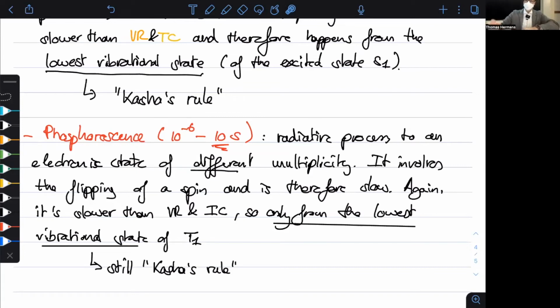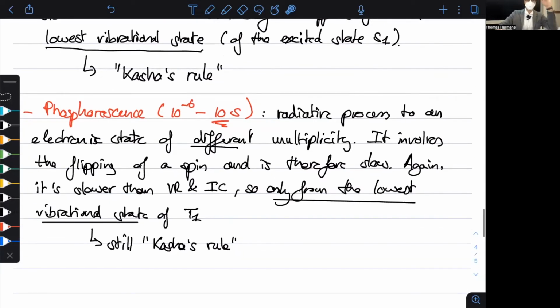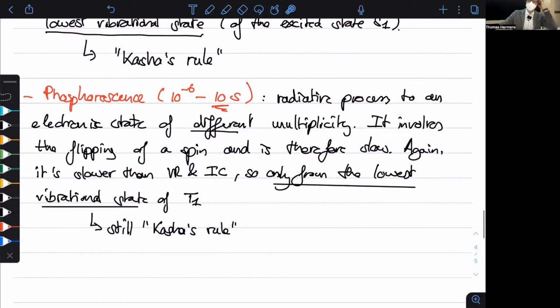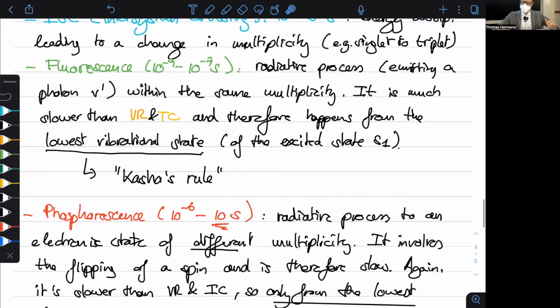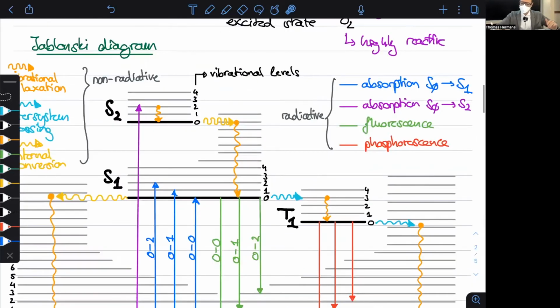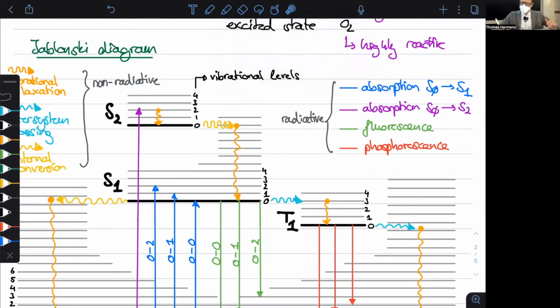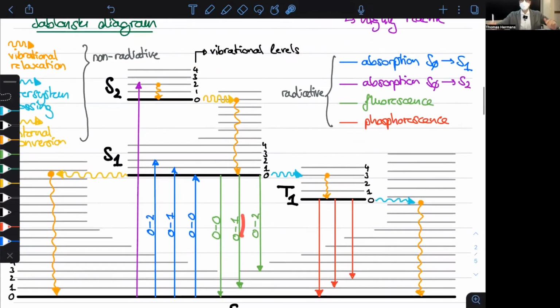Okay, so we were talking about Kasha's rule, and there are a couple of more exotic things. I will write them in the notes. There's one thing called delayed fluorescence. We go back to Jablonski. Okay, so delayed fluorescence, how does it work?